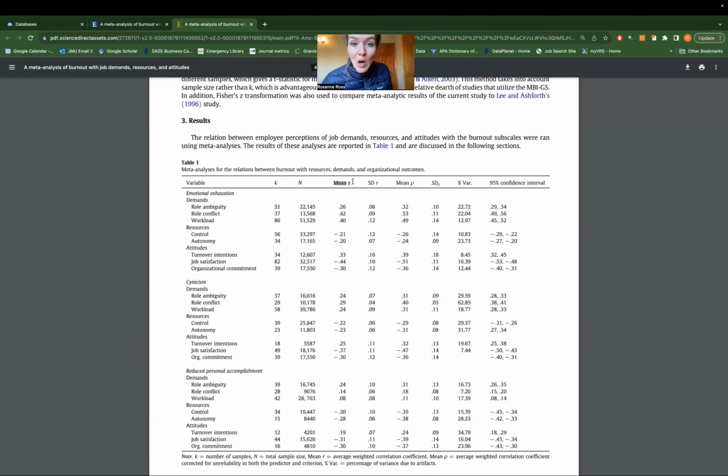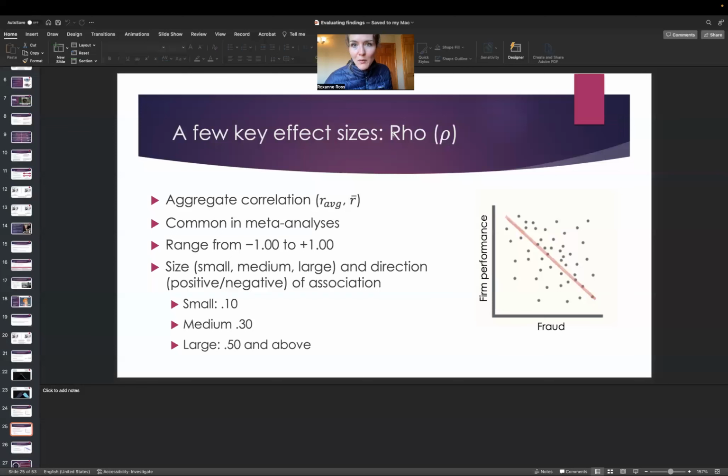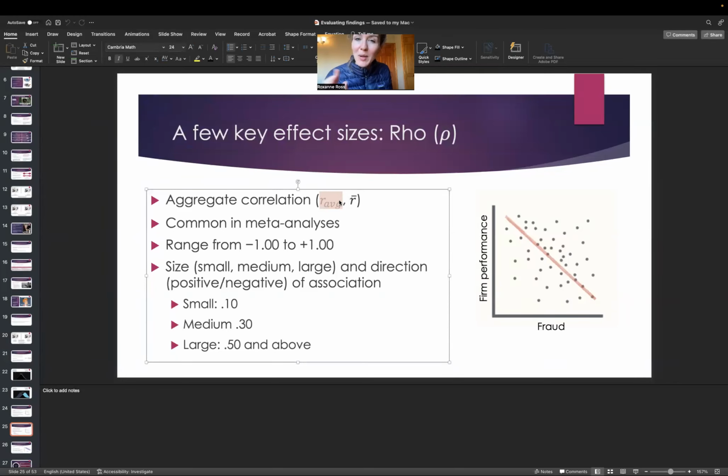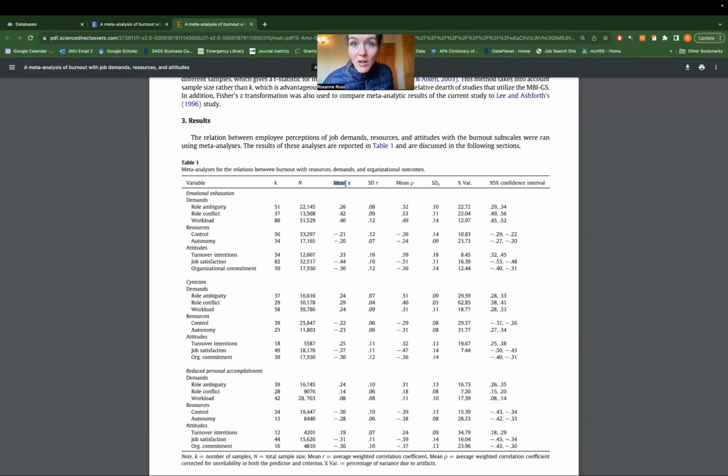And then you see this mean R. This is the same as rho, which is what we talked about in class. Let's look at this briefly. Sometimes you have it where it looks like this. Sometimes you have R average. R is the symbol for correlation, so I might say it's an average correlation. R with the line on top of it, the line means it's a mean. And in this case, they're just saying mean R. They all are the same thing. It's the average correlation across all 51 studies in this case. And then you see down here, this is the correlation of what they found between role ambiguity and emotional exhaustion.